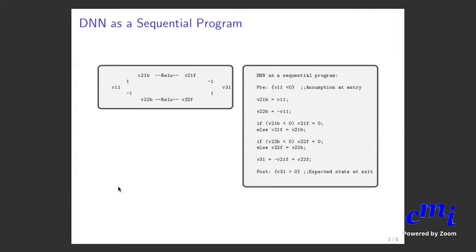So this DNN can be captured as a sequential program. All the linear algebraic transformations are expressed as assignment statements, and the ReLU part is expressed as if-then-else. The variables of this program include variables to denote the input, the output, as well as every internal node. So this is fairly easy for you to understand.